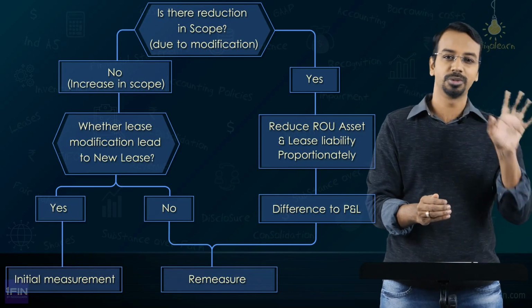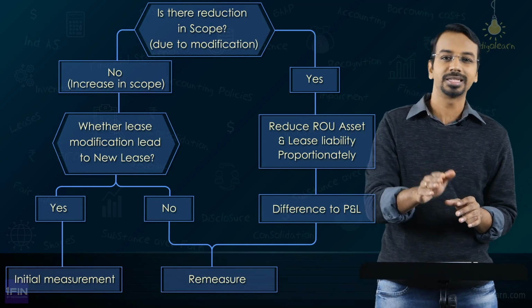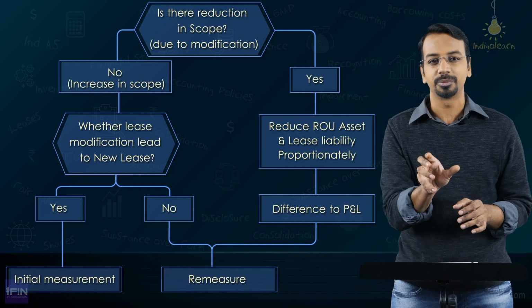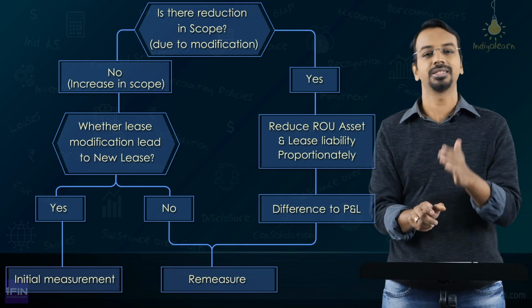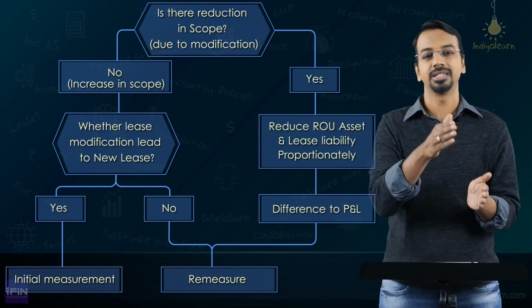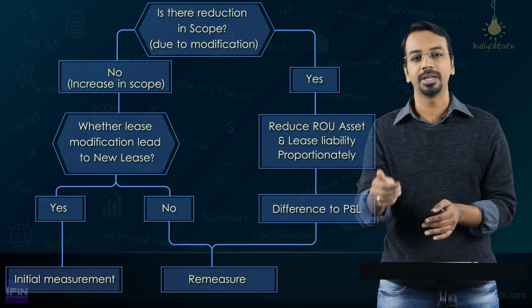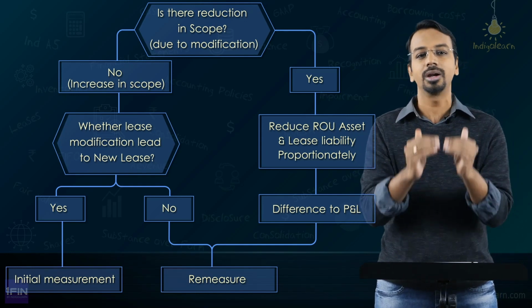Now, if this entire chart is clear to you, okay, first check for reduction. If there is a reduction, what should be the accounting? If there is no reduction, then check whether the lease modification qualifies as a separate lease. If it does not qualify as a separate lease, then you will carry out the remeasurement. And when I say remeasurement, remeasurement is for lease modifications, that is change in scope as well as change in consideration, and remeasurement is also for change in lease payments based on existing terms and conditions. In both these cases, I put them into a single bucket called remeasurement.